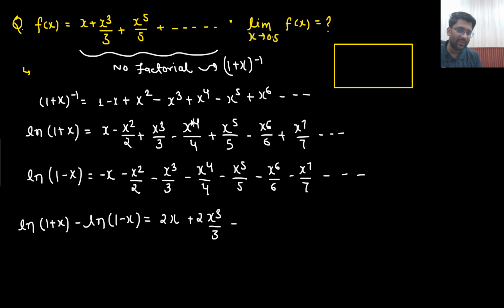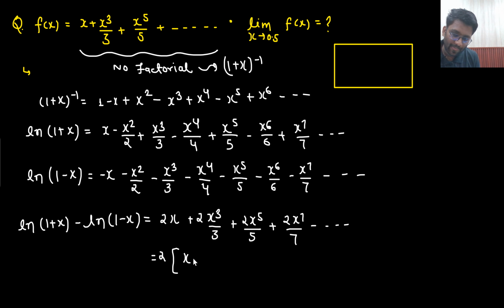Right? You are subtracting, both will get cancelled out. You are subtracting, this will become 2x^5/5. Subtracting, they get cancelled out. 2x^7/7, and so on. So what you can do, you can take 2 common: x plus x^3/3 plus x^5/5 plus x^7/7, and so on.